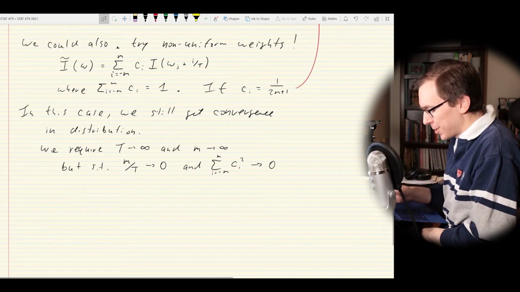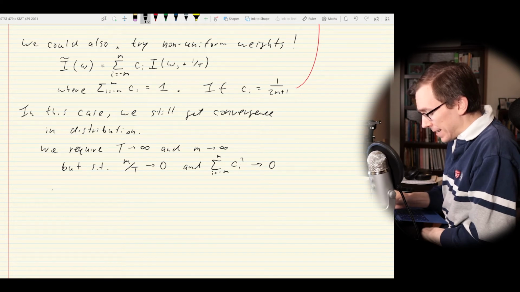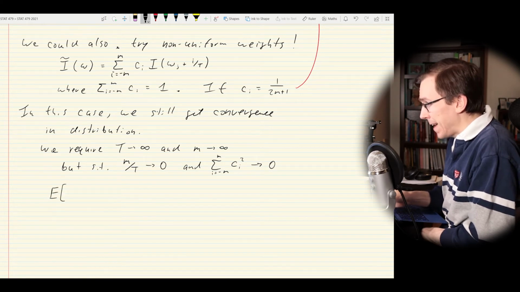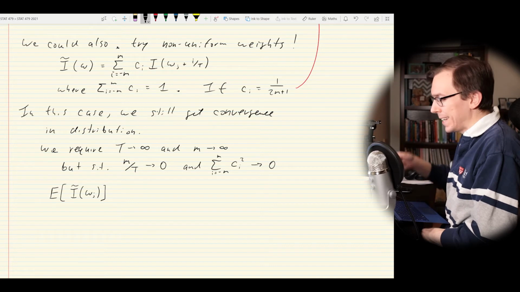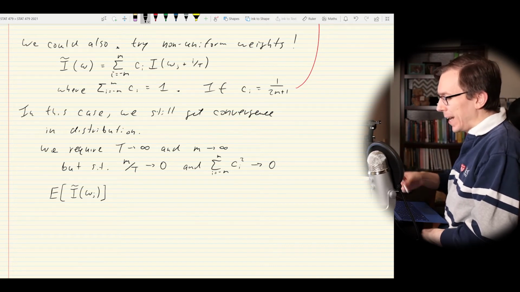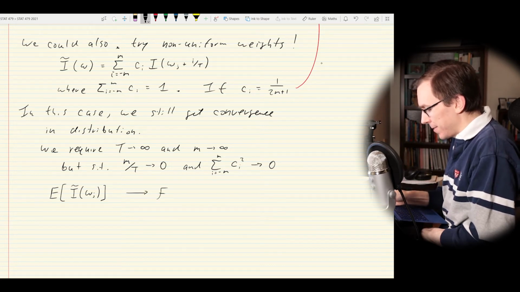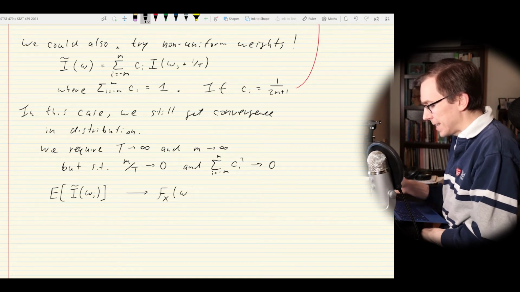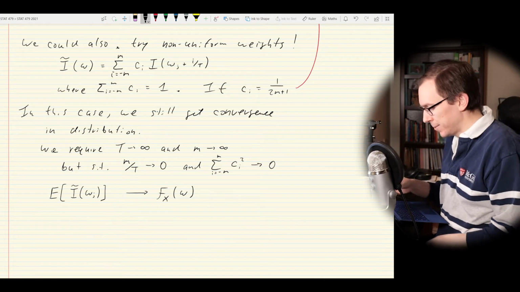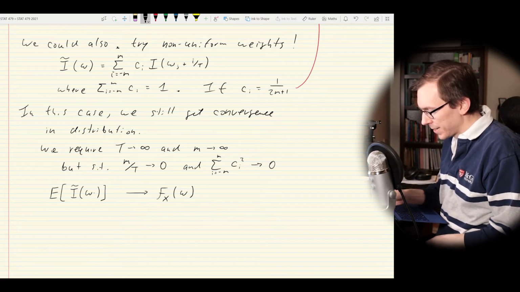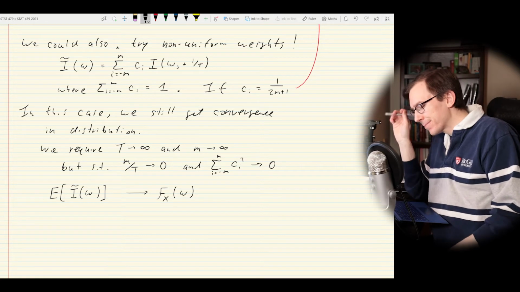Anyway, given all of this, what do we get? Well, what we get is that the expected value of this I tilde omega j thing, our weighted averaging of the periodogram, is going to converge to the spectral density at omega. I'll just get rid of the j there. We'll just say omega.